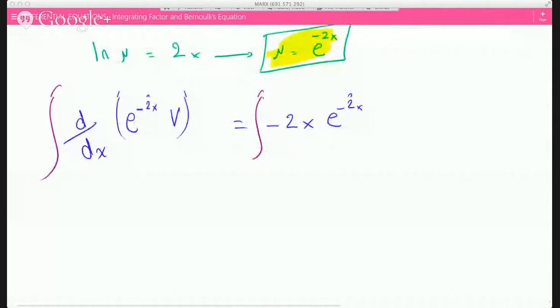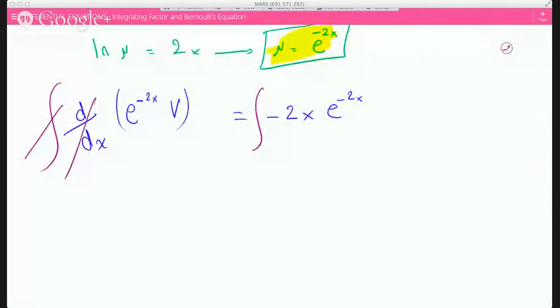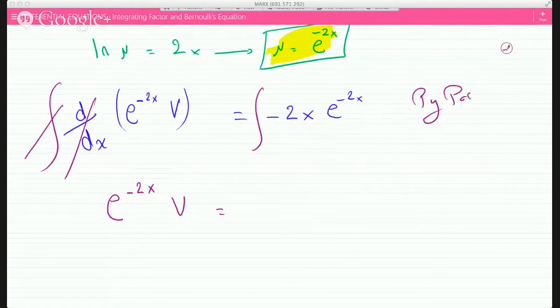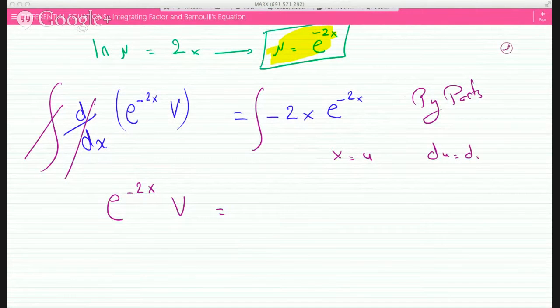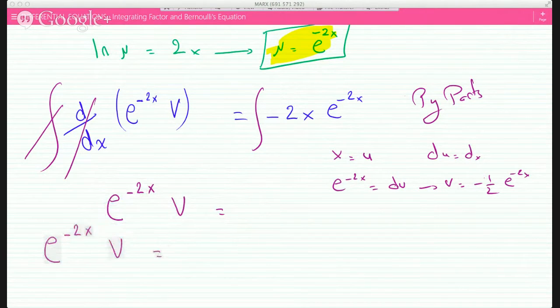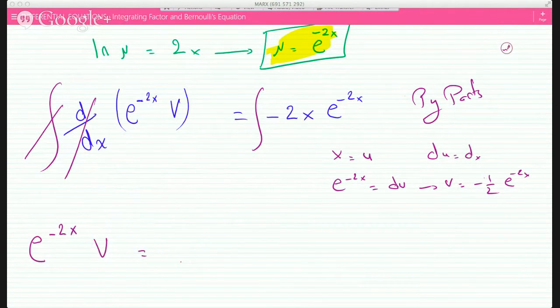And by the fundamental theorem of calculus, this undoes that, and we get, because the integral of the derivative is just the function itself, and here we need integration by parts once. So if x is u, du is dx, and e to the minus 2x is equal to dv, so v equals minus 1/2 e to the minus 2x. Let me move this here. Okay, and now we'll apply integration by parts on that.